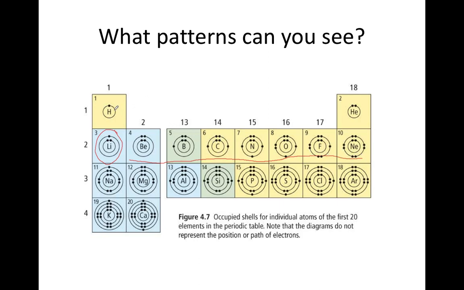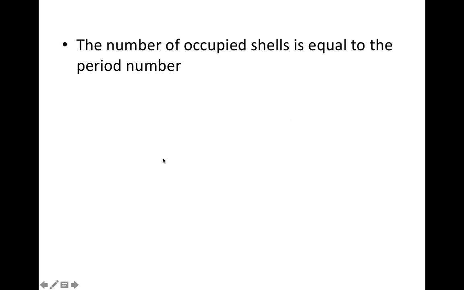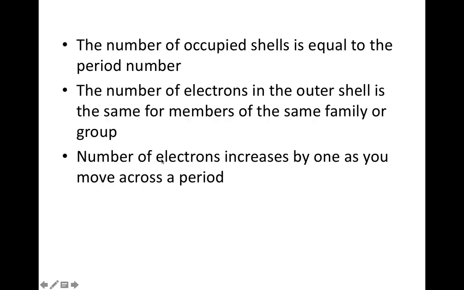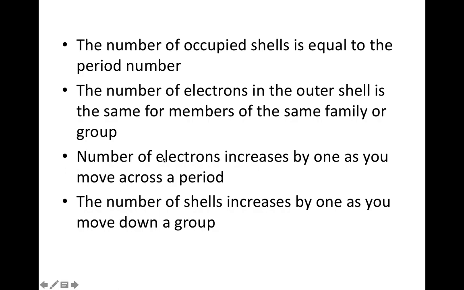The number of electrons goes up by 1 as you move across the periodic table. And there's also a number of other patterns that you can see. So some of them are summarized here, and you might have some that are not listed here. But those are some of the key ones.